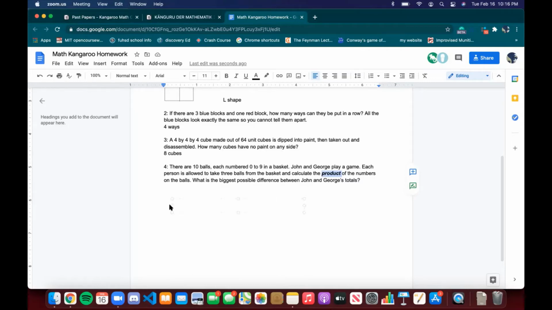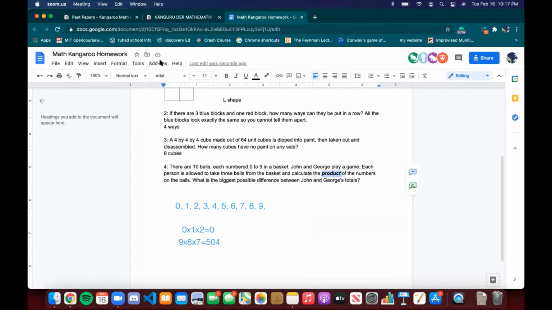So you have 0, 1, 2, 3, 4, 5, 6, 7, 8, and 9. Those are the numbers you can choose, and you have to multiply them to find the largest difference between the largest number and the smallest number. So naturally, we would take the 3 smallest numbers and the 3 largest numbers. You multiply these together, so 0 times 1 times 2 is equal to 0. Then we take the 3 largest numbers and multiply them. 9 times 8 times 7 is equal to 504.